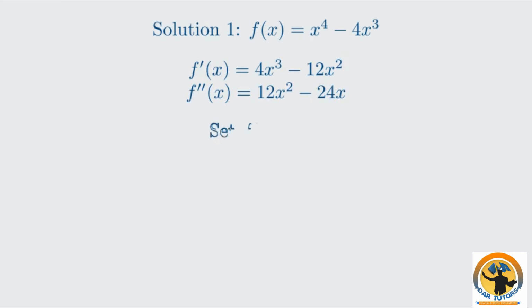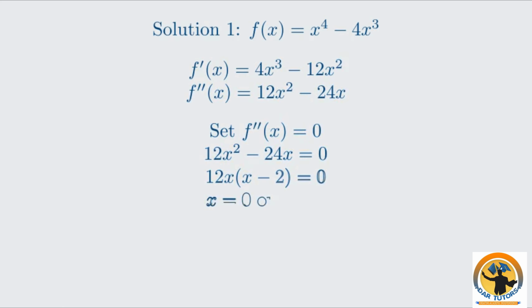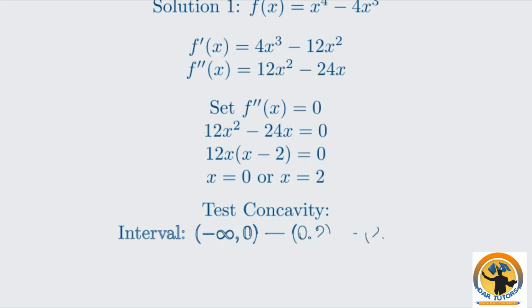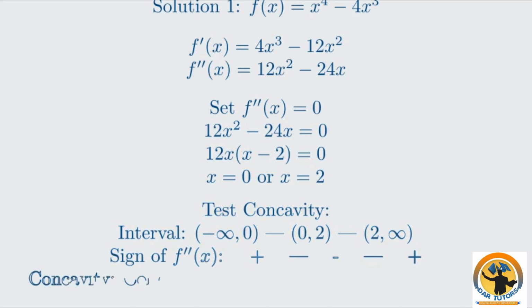Next, we set the second derivative to 0. Factoring gives 12x times the quantity x minus 2 equals 0. This gives potential inflection points at x equals 0 and x equals 2. We test the concavity. For x less than 0, f double prime is positive. Between 0 and 2, f double prime is negative. For x greater than 2, f double prime is positive.